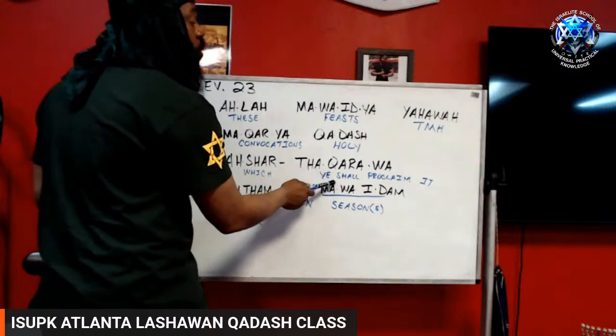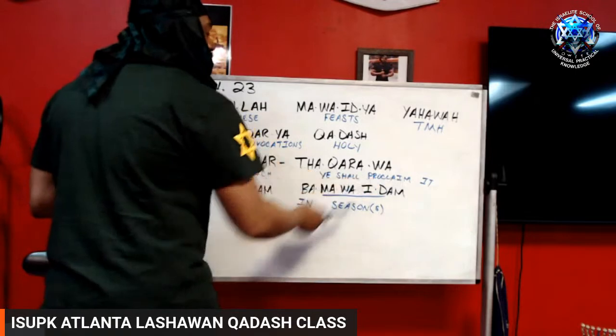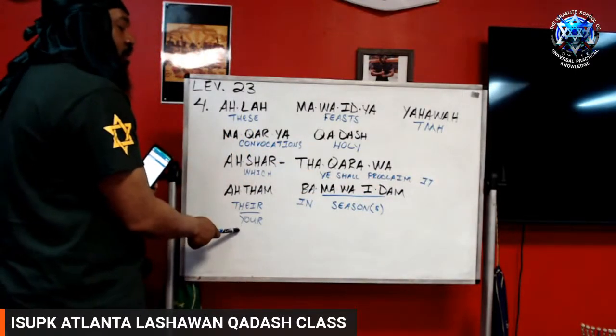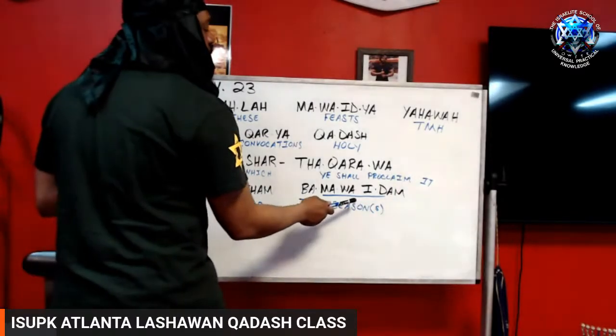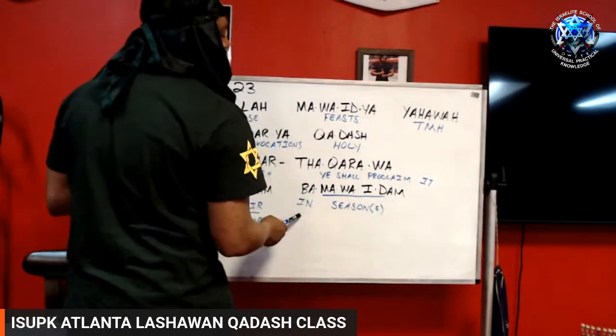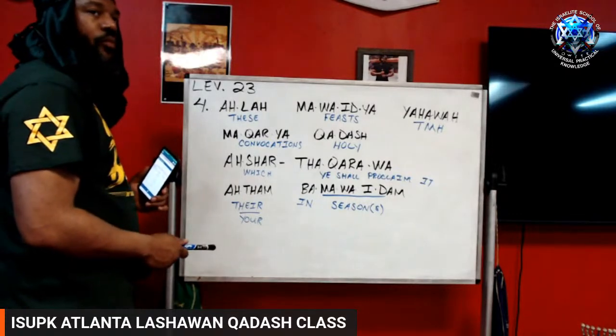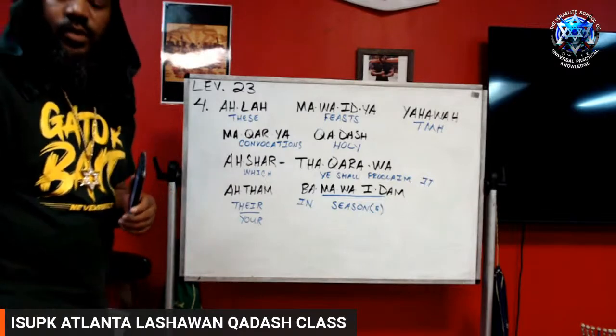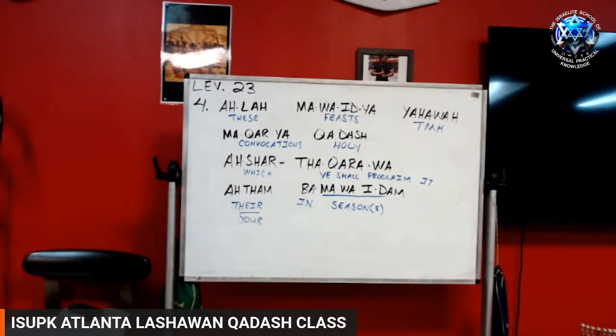Ashar, Thakwarwa, "ye shall proclaim it," atham, Bama item, in seasons. So when you read this in Hebrew, you should read: Allah, Mawa'id Yahweh, Makoria, Qadash, Ashar, Thakwarwa, Atham, Bama item. It's like Bamawa item. Right? Very good, very good.